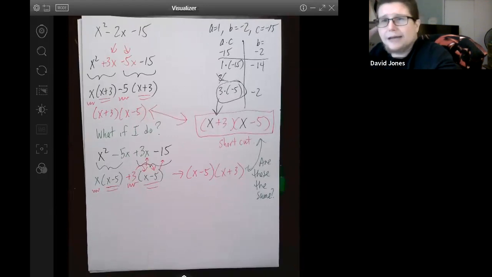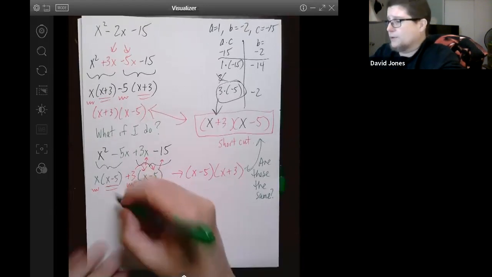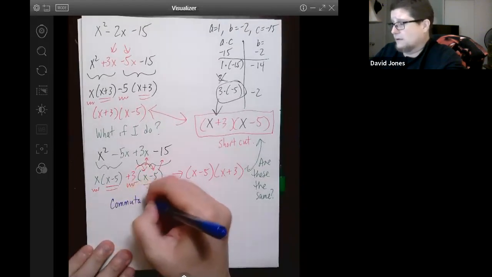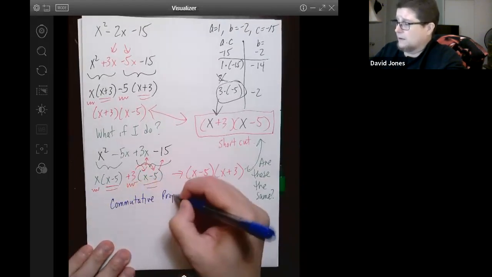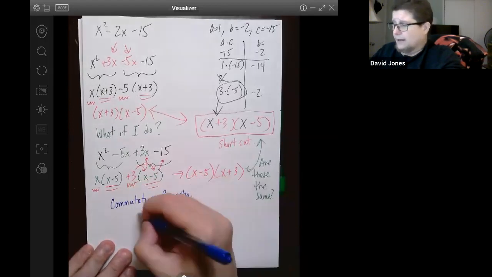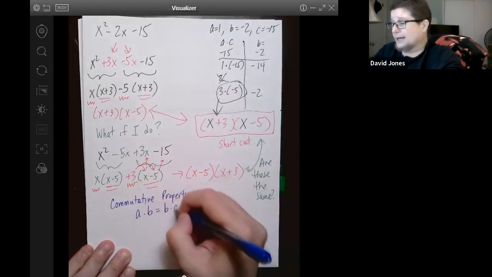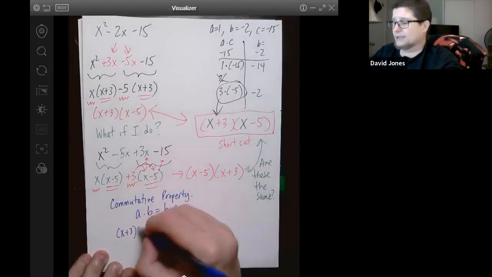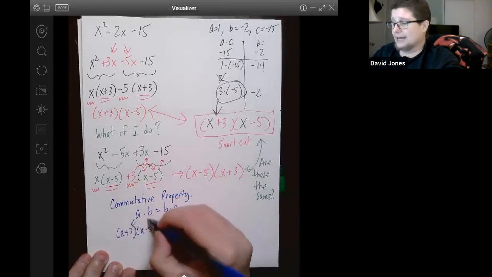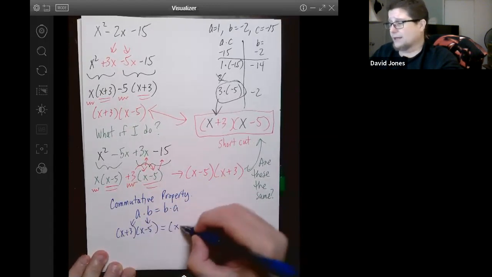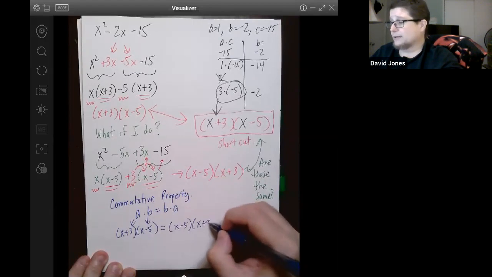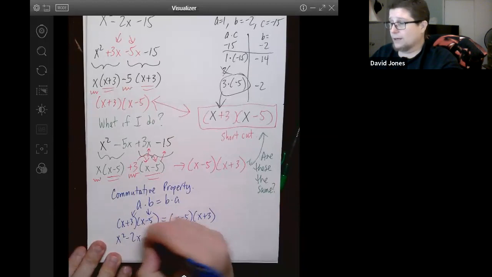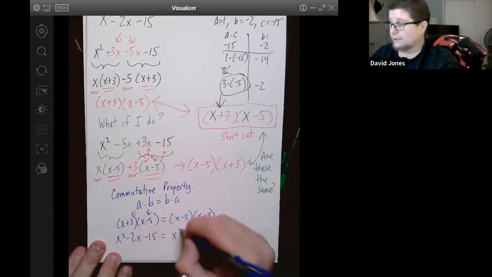So this goes back to that commutative property. A times B equals B times A. X plus 3 times x minus 5, that's like A and B. That's the same thing as x minus 5 times x plus 3. If you multiply them both out, you get x squared minus 2x minus 15.